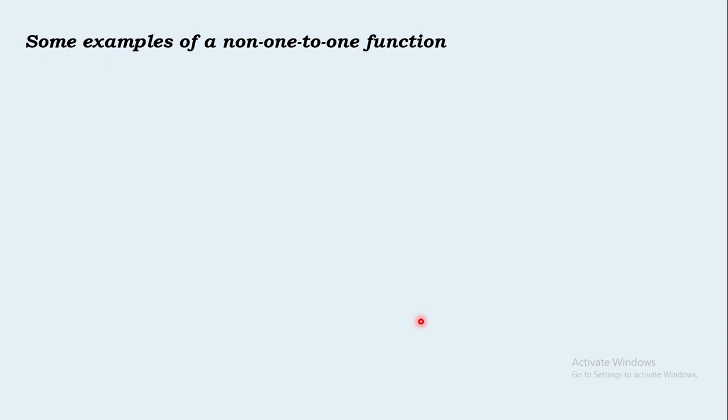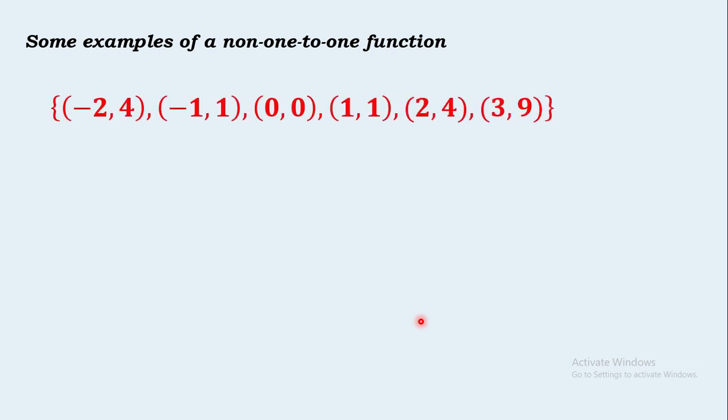Another example of those functions which are not one-to-one functions. We have here this set of ordered pairs: (-2, 4), (-1, 1), (0, 1), (1, 1), (2, 4), and (3, 9). So this is not considered a one-to-one function. Why? Because we have here a value for the range, which is 1, that is paired to more than one domain value. We have the ordered pair (-1, 1) and another ordered pair (1, 1). So we have this range value 1 that is paired to -1 and 1. So therefore, this is not considered a one-to-one function. But this is a function, but not a one-to-one function.